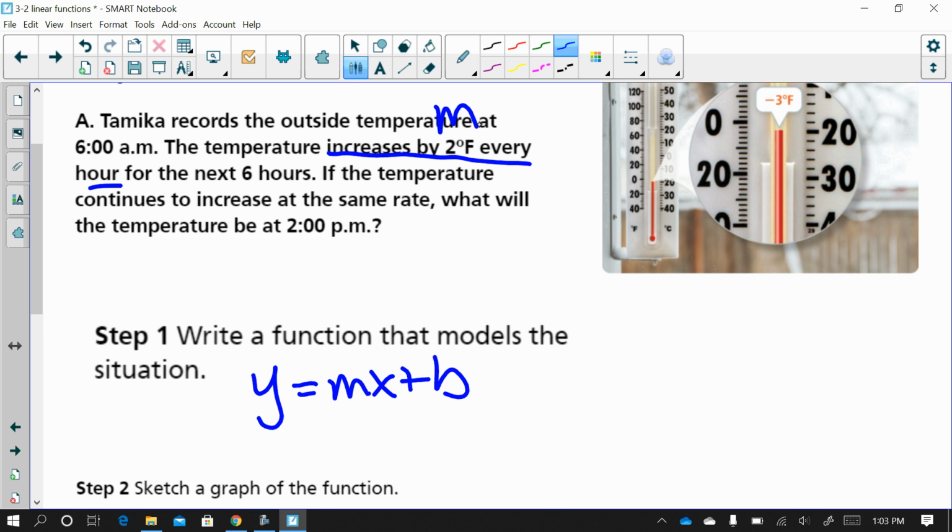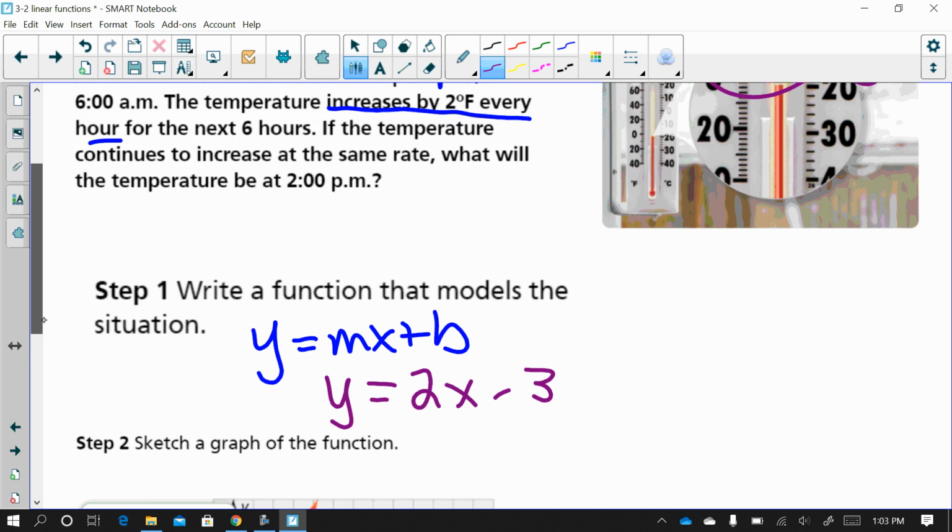Okay, my y-intercept, remember, is your starting point. If you look at the picture right here, that's what the temperature is starting at. So that is my b value. So my equation is just y equals 2x minus 3. Okay, so that's my equation.